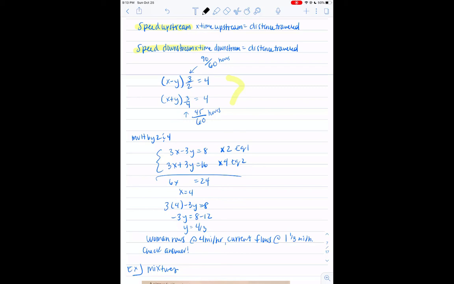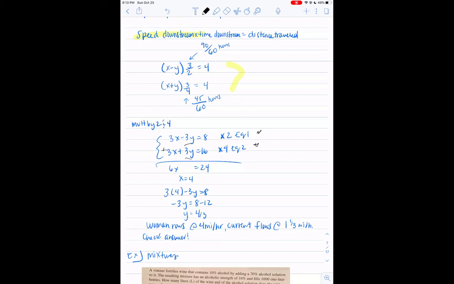So by multiplying by 2 and 4 and canceling the fractions, I already get opposites. So the y's cancel, and then I'm adding, so I get 6x equals 24. And then I divide by 6, and I get x equals 4. So I go ahead and plug that back in, our x equals 4 to get my y. So I get 3 times 4 minus 3y equals 8. So I get negative 3y equals 8 minus 12, which is y equals 4/3. So my x is 4 and my y is 4/3.